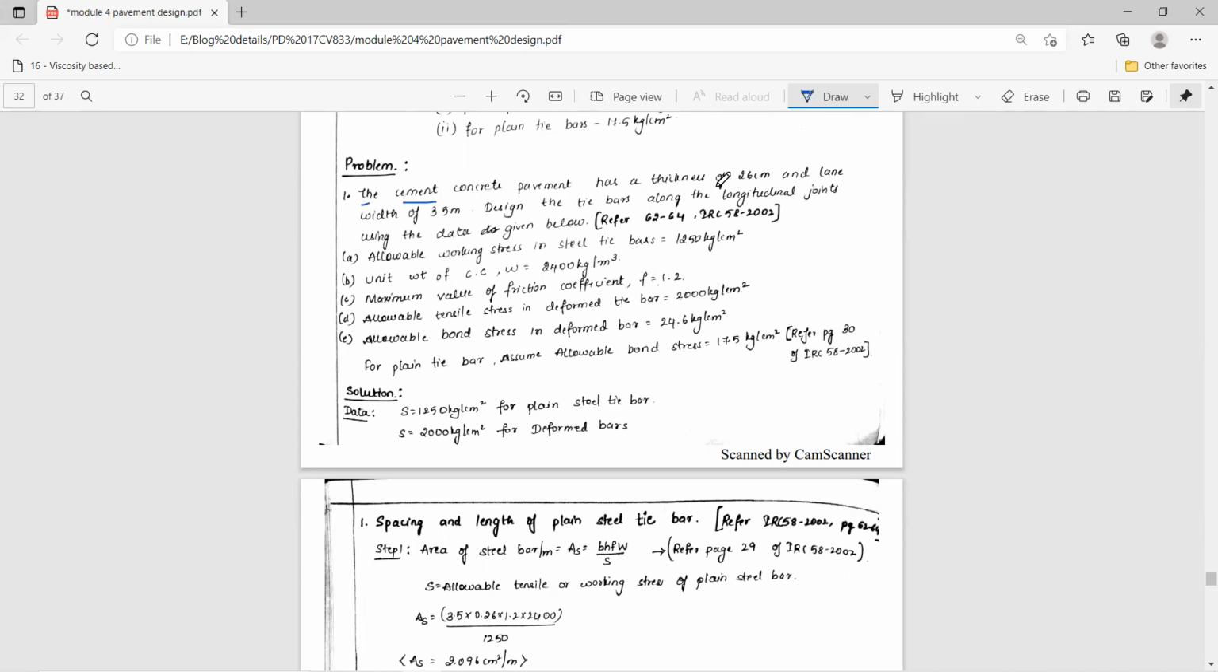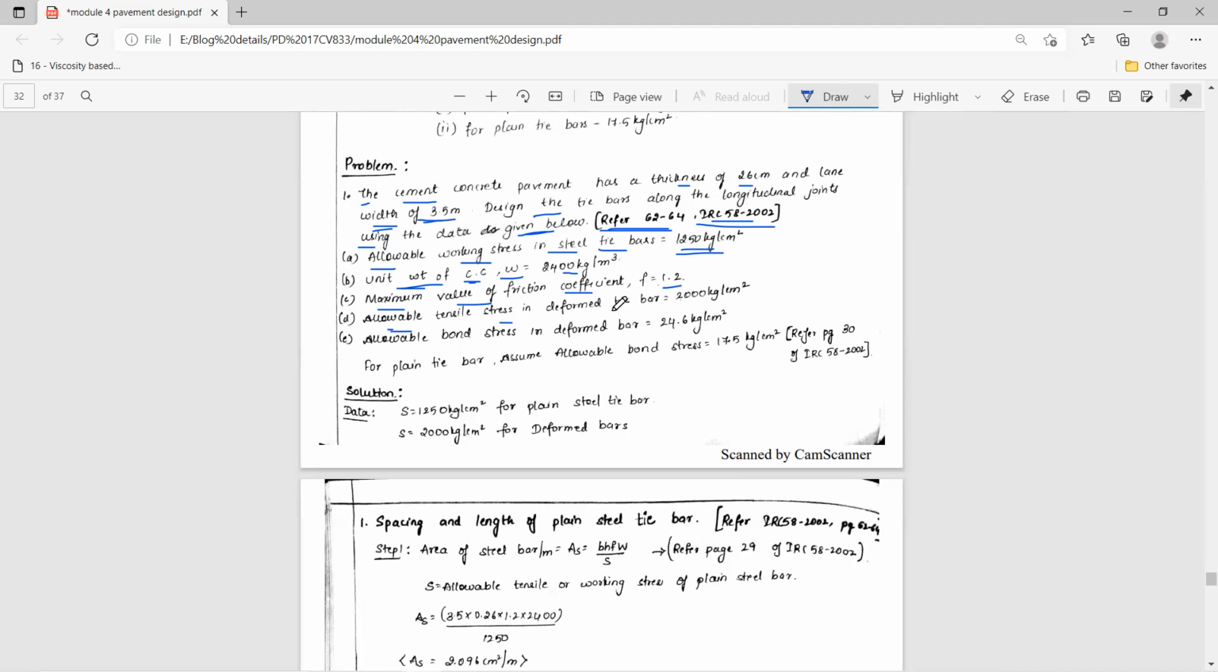The cement concrete pavement has a thickness of 26 centimeter and a lane width of 3.5 meter. Design the tie bars along the longitudinal joint using the data given below. You can also refer page number 62 to 64 in IRC 58 2002. Allowable working stress in steel tie bars is equal to 1250 kg per centimeter square. Unit weight of the cement concrete, that is W, is equal to 2400 kg per meter cube. Maximum value of friction coefficient, that is small f, is equal to 1.2.